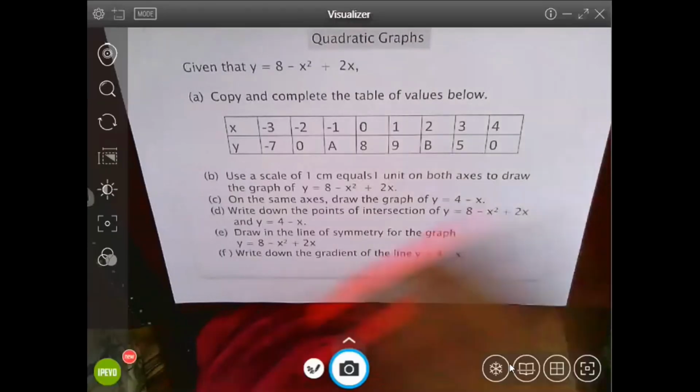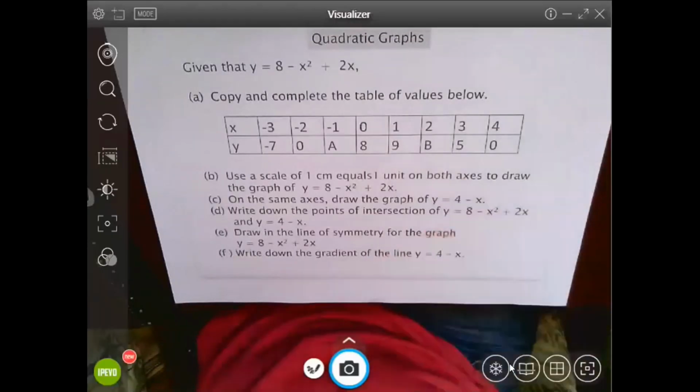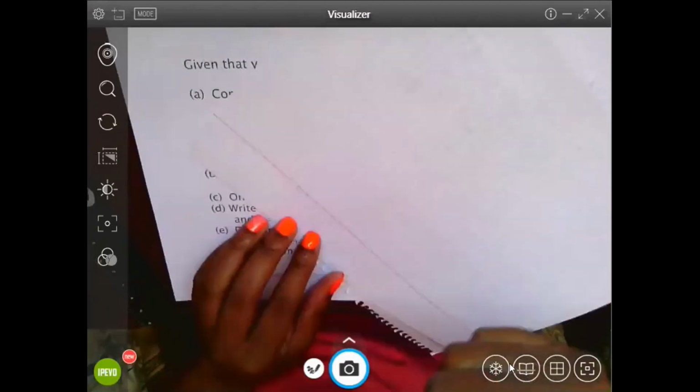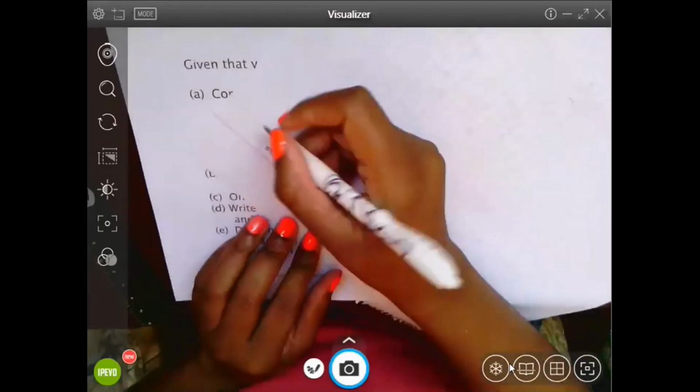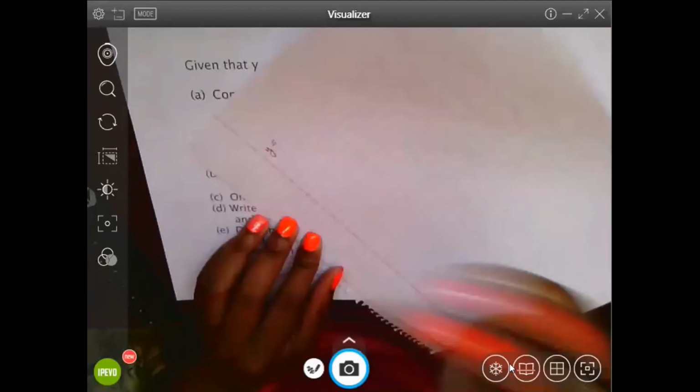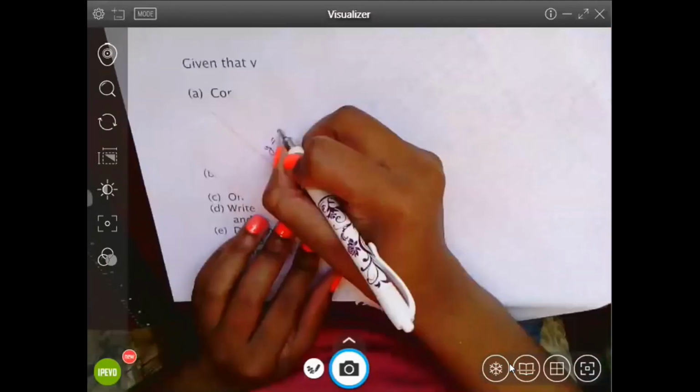Okay, so let's start this question. I'm going to find the missing values for A and B. And I start by writing the function. Y equals 8 minus x squared plus 2x.